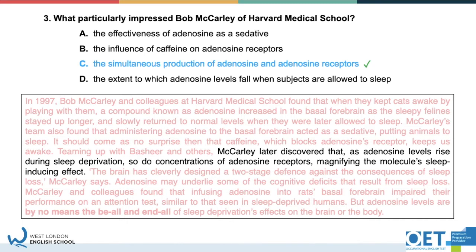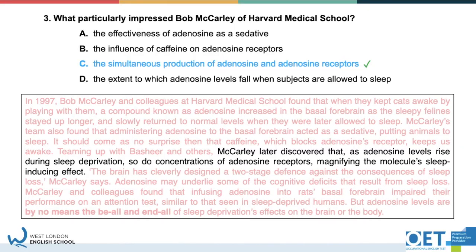Now, this is a little bit of language where you really need to understand the vocabulary. And here we've got so do. And this so do means at the same time. So as adenosine levels rise, at the same time, so do concentrations of adenosine receptors.